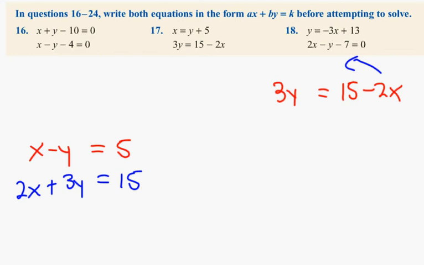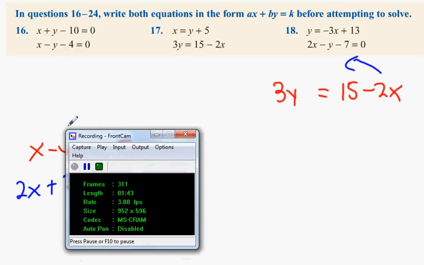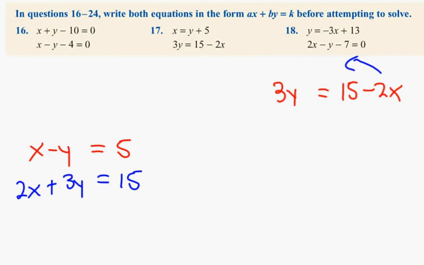Wait, can I just ask a question? Yep, go for it. Why would it be a minus y? So in the first place up here, see it here? It's a plus y. So when it crosses the equal sign, pluses change into minuses, addition changes into subtraction, multiplication changes into division, division changes into multiplication. So that's addition changing into subtraction. Is that okay?